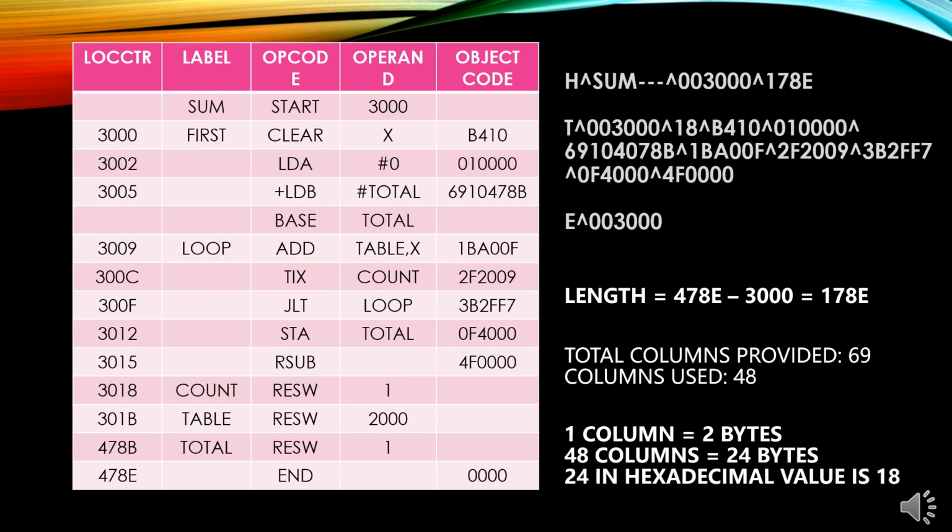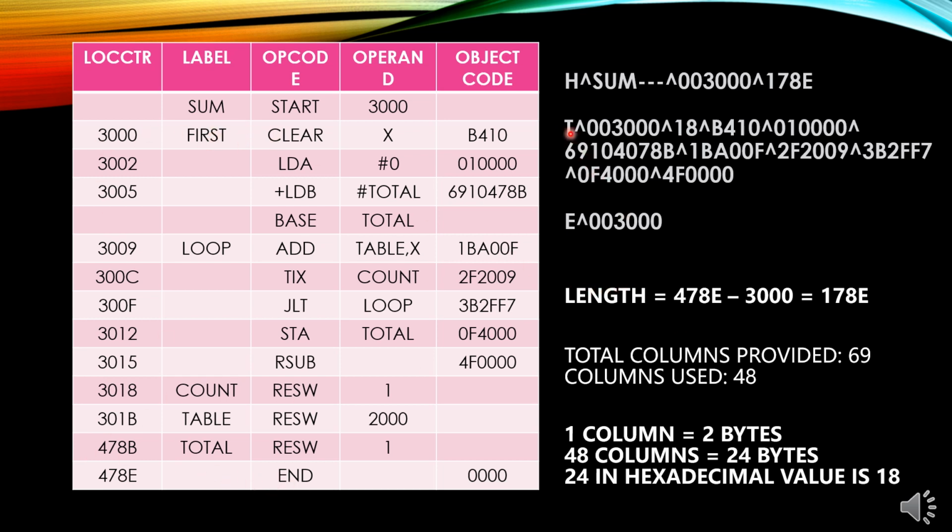Since we finished filling the object code part of the table, we can proceed to write the object program, which consists of three parts, that is header record, text record, and end record. Column 1 of header record contains H, that is to specify it's header record. Column 2 to 7 is program name, here it's SUM. Column 8 to 13 is starting address, that is 3000. Column 14 to 19 is length of object program in bytes. Here length is 178E, that is 478E minus 3000, which is ending address minus starting address.